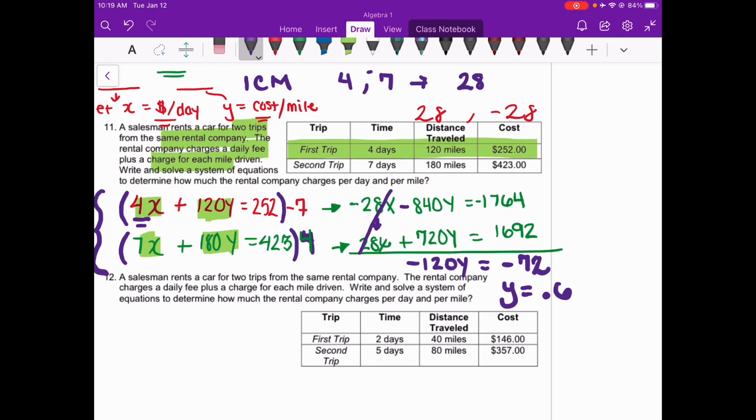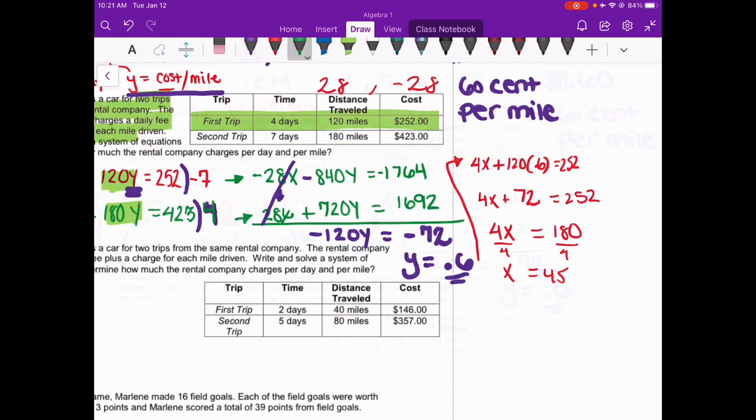Go back to the variable we defined. That y is the cost per mile, so I know it's 60 cents or 0.6 cents per mile. You could have also written that as this. I would have been okay with that. Put a $0.60. Regardless, either way works. Just make sure that you plug 0.6 in to one of your equations. I'm going to use the first one for y and find out what x is. So pause the video and try. Right, so you should have gotten x equals 45 when you plugged 0.6 in.